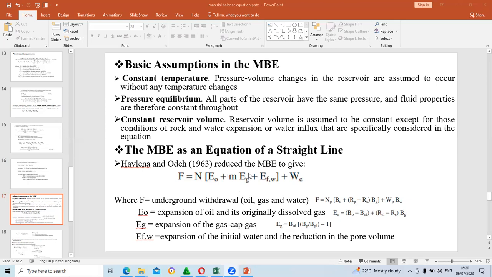This particular quantity becomes 0. If we are talking of a volumetric reservoir, where there is no water influx, this particular quantity also becomes what? 0.